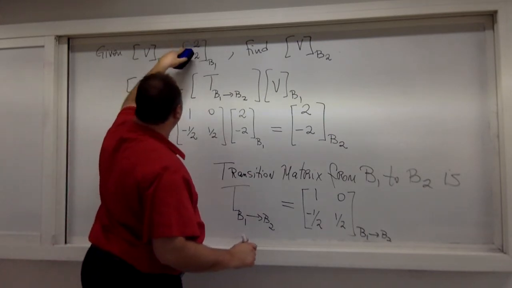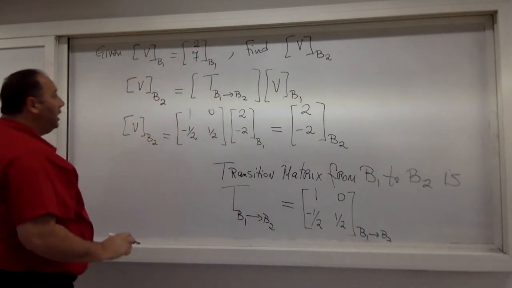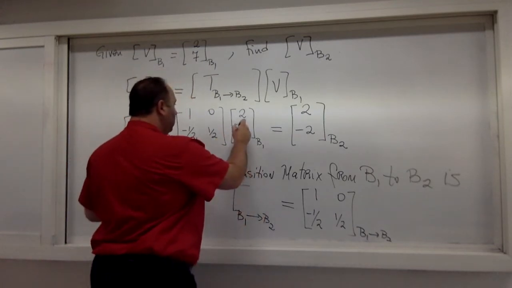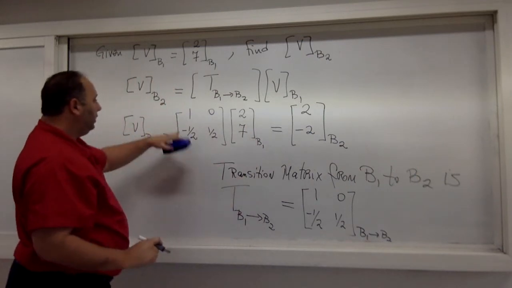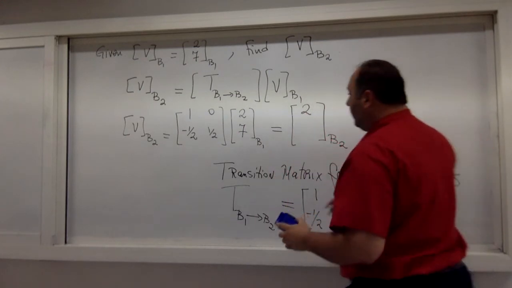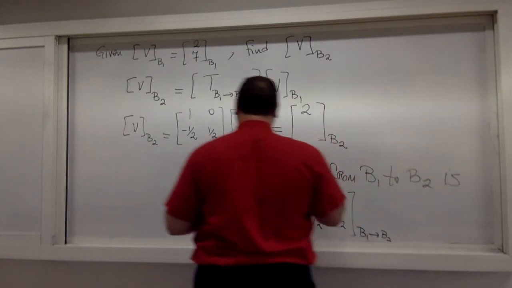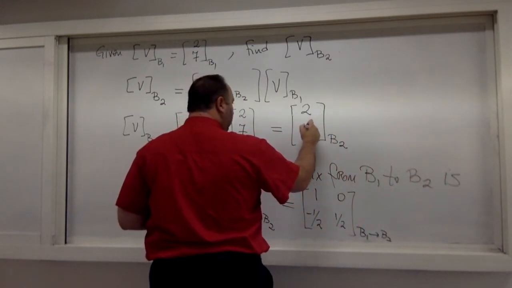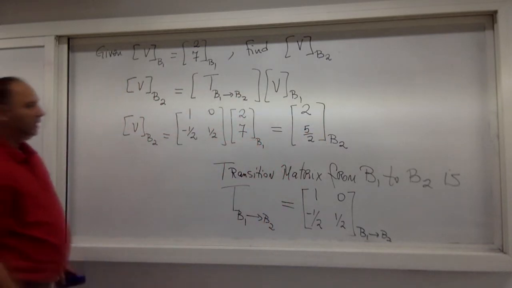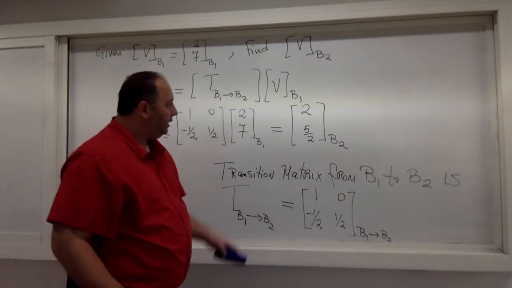If I give you a vector 2 and 7 in B1, what are its coordinates in B2? So the same transition matrix, all you do is change this, and then you have this, and then you have -1. So -1 plus 7/2. So 5/2. Cool. So those are the coordinates of the same guy in a different basis. So you can do this all day long.